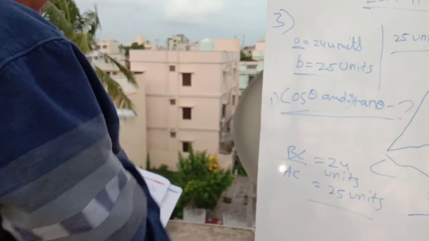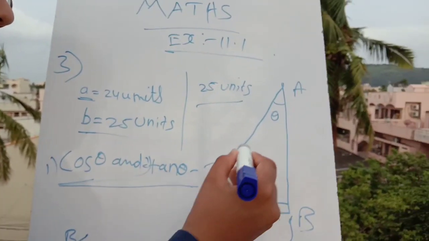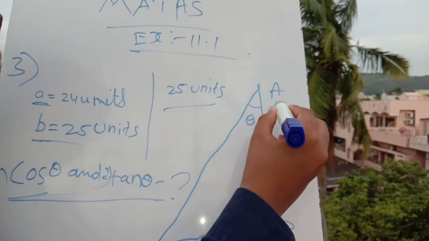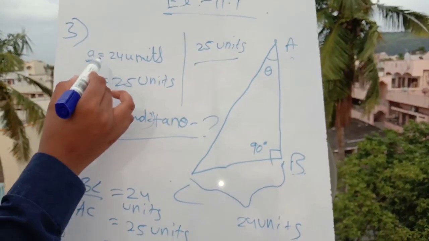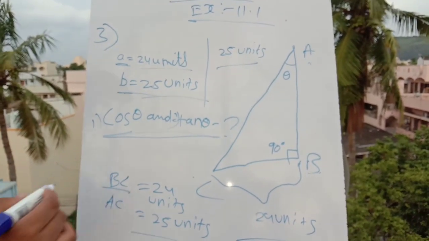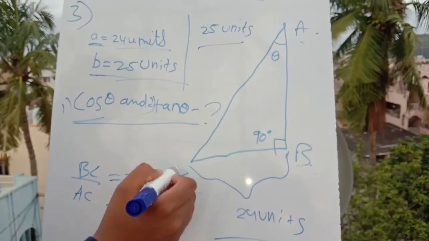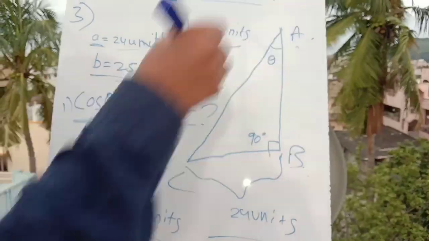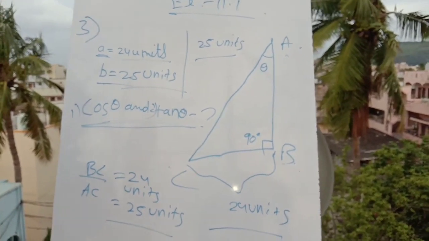So we can see that he has given a right angle triangle ABC, and also he has given that small a is equal to 24 units and small b is equal to 25 units, and he asked to find out cos theta and tan theta, and theta is angle BAC. So here angle BAC is going to be the theta as he has given, and let's start.